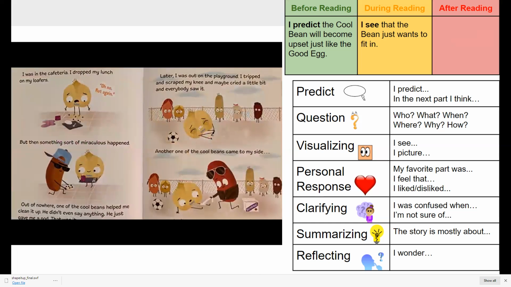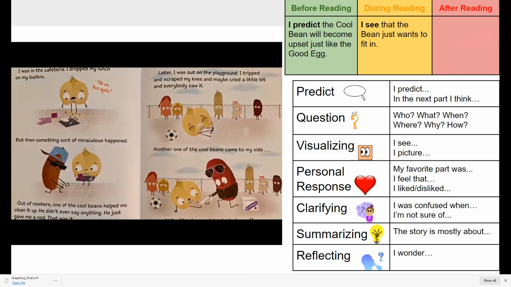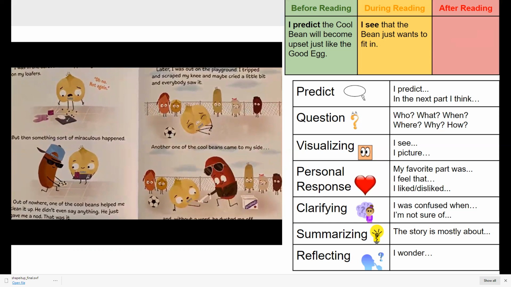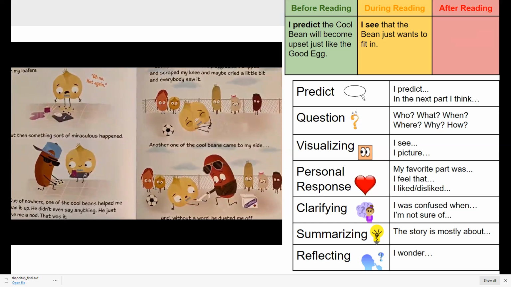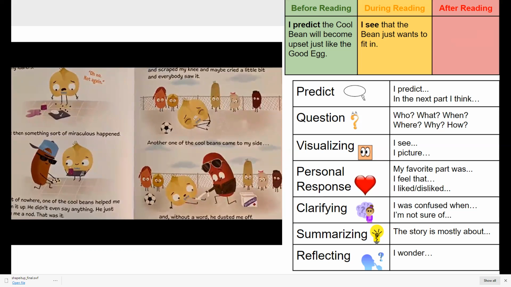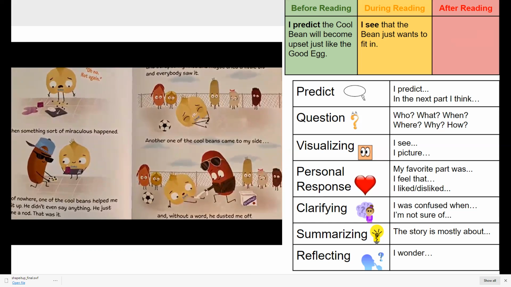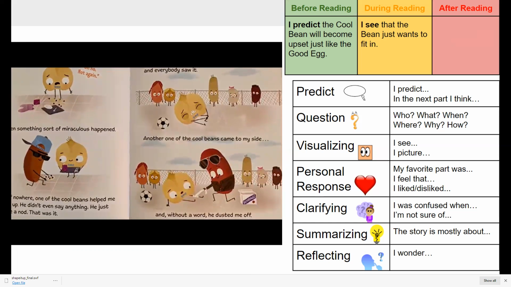I was in the cafeteria. I dropped my lunch on my loafers. Oh no, not again. But then something sort of miraculous happened. Out of nowhere, one of the cool beans helped me clean it up. He didn't even say anything. He just gave me a nod. That was it.